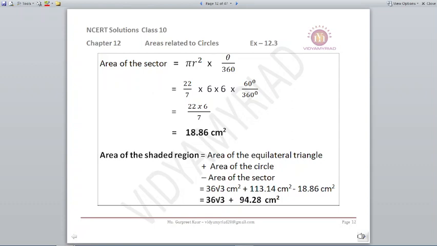Now using all this information, we can find the area of the shaded region, that is the area of the equilateral triangle plus the area of the circle minus the area of the sector. When we solve that, we can keep our answer in this form, that is 36 root 3 plus 94.28 centimeters square.